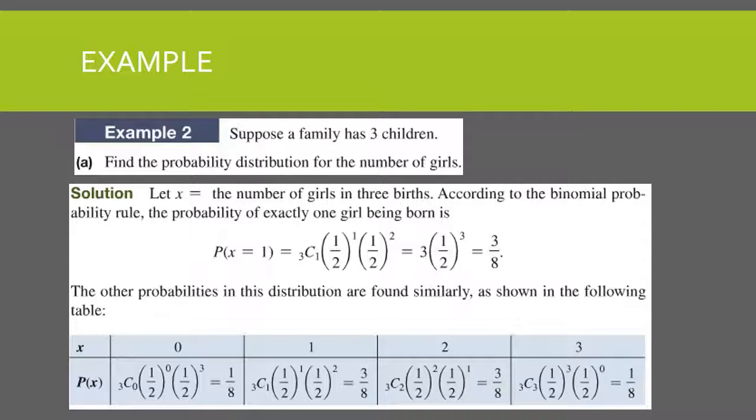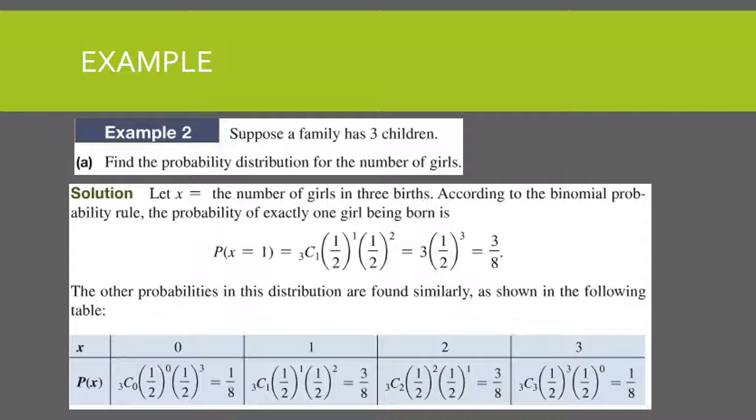All right, so we're just doing a little probability distribution chart here. If you have 3 children, you have 4 possibilities. There are no girls, 1 girl, 2 girls, or 3 girls. And you just want to find the probability of each. According to the binomial probability rule, you're just going to put these numbers in.